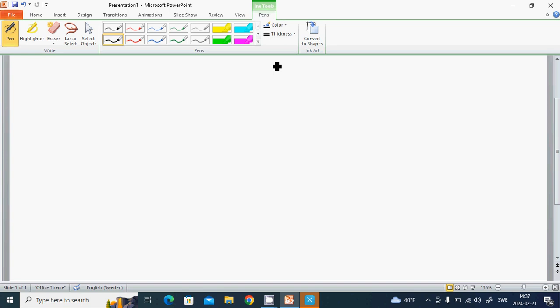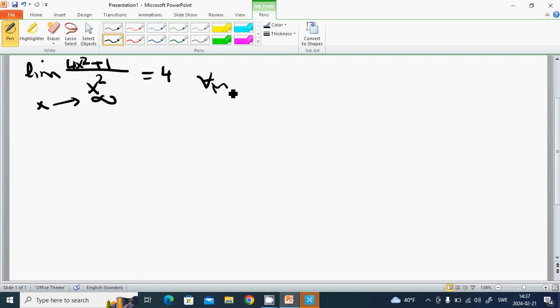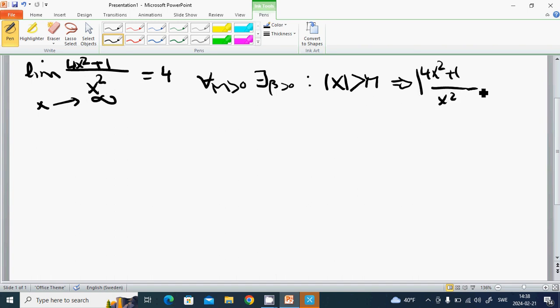So, another example, the limit of 4x^2 plus 1 divided by x^2 is 4 when x goes to infinity. For each m big, there exists beta positive, so that if absolute x is greater than m, then absolute value of (4x^2 plus 1) divided by x^2 minus 4 is less than beta.